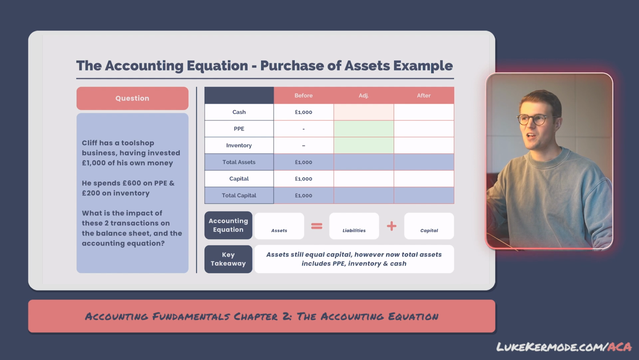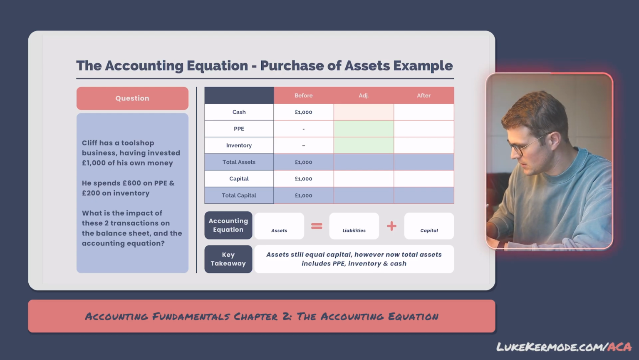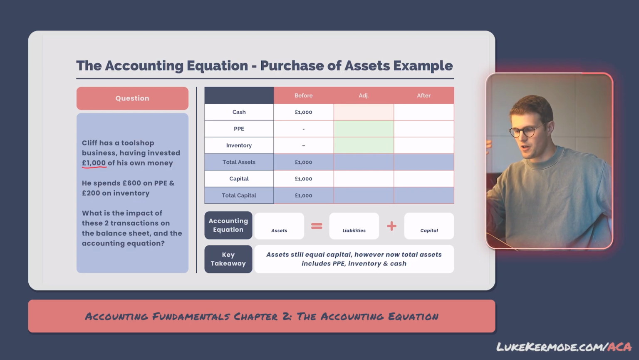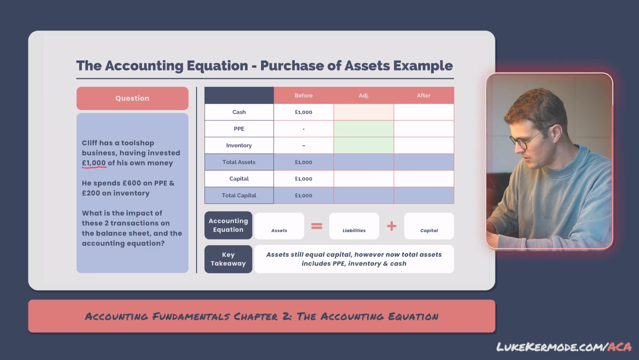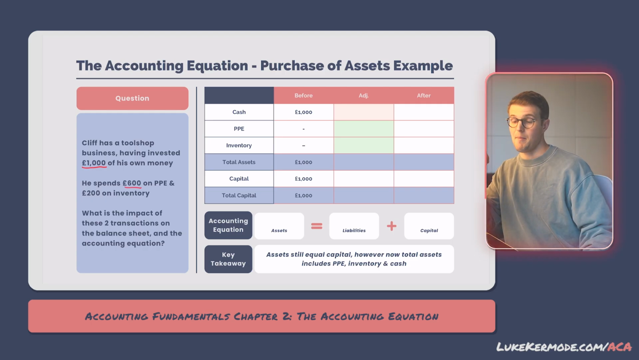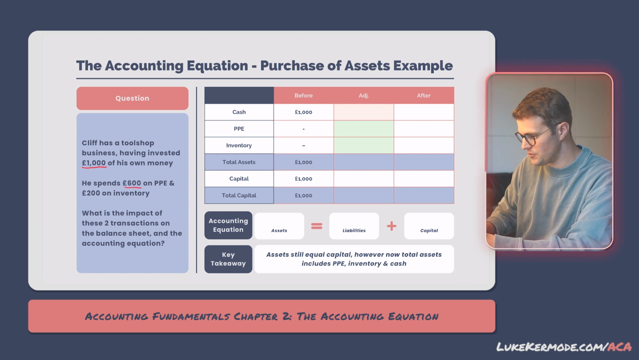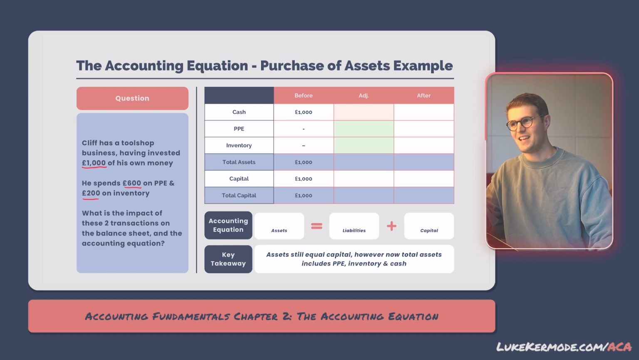So let's take a look at another example. Cliff starts a tool shop business and puts in £1,000 of his own money. That'll be recorded as capital in the accounts because it's his investment into the business, and also the business will record £1,000 worth of cash as an asset on the balance sheet. So we're told that Cliff uses some of that cash. He spends £600 on PPE. Perhaps he's buying tools, machinery, and he also spends £200 on inventory. So that's the stock he plans to sell as part of his day-to-day operations.